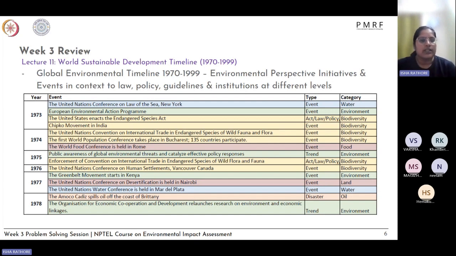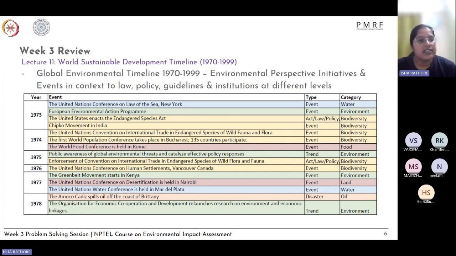Events and the type, sort of like what is the event? Is it an act, a policy? Is it a publication? Is it a disaster event which happened? Or was there a new trend or pattern which was coming up? So one is the type of the event, and the second is the category of the event, that is, what environmental parameter this is related to.